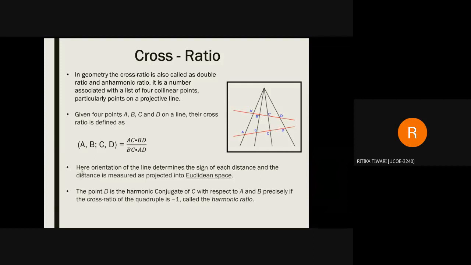The distance between every point can be determined through the orientation of the line, and the distance is measured as projected into Euclidean space. The point D is the harmonic conjugate of C with respect to point A and point B. Also, if the cross ratio of the quadruple is -1, it is also called a harmonic ratio.